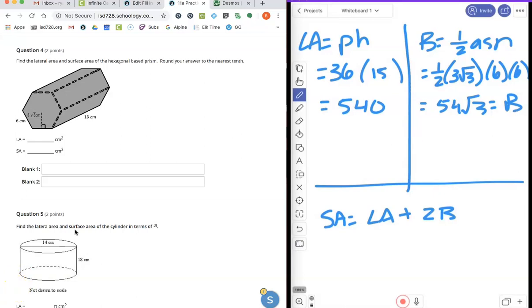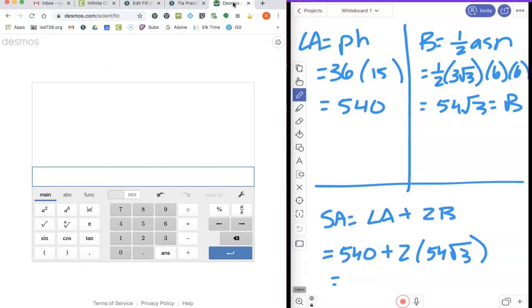So we are going to get to the point where we're ready for our final answer. LA we got was 540. We're adding 2 of the bases to that, which is 2 times 54 square root of 3. I'm going to put all of that in the calculator so then I can round at the very end. So it says round to the nearest tenth. Putting everything in the calculator at one step at the end gives you the best rounding. That means you didn't round too much and have rounding error.